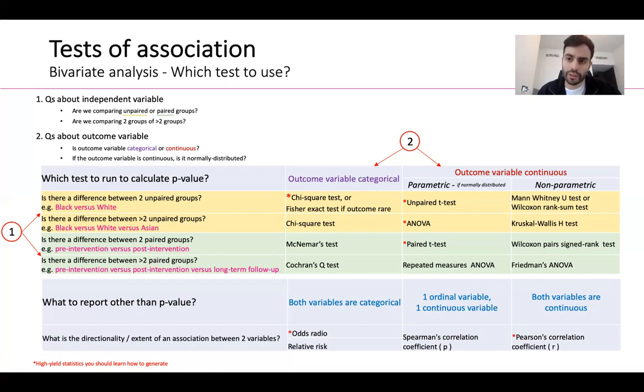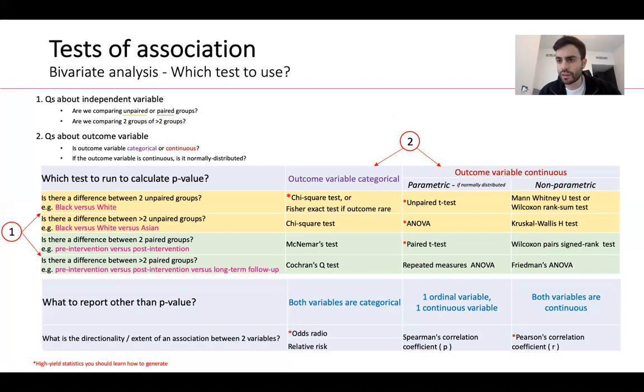It's important to also consider whether you're comparing data between two groups or more than two groups. For example, are you comparing data between Black and white patients, or do you have a third category of Asian patients that you're also comparing data for?